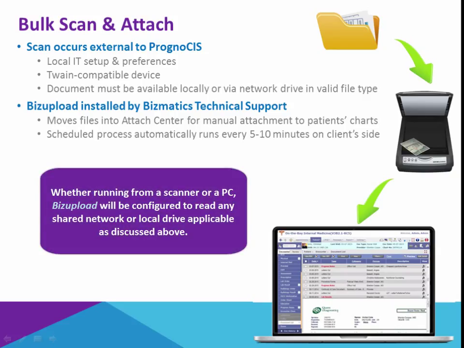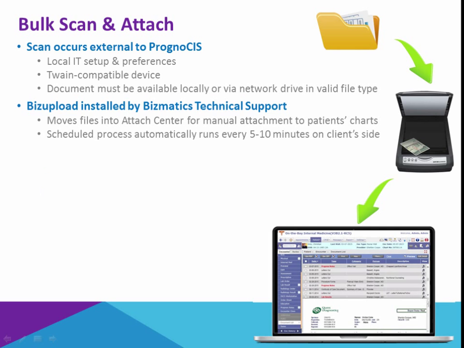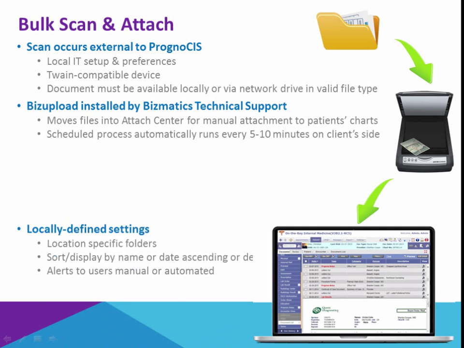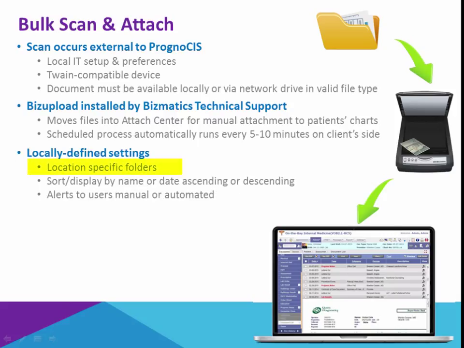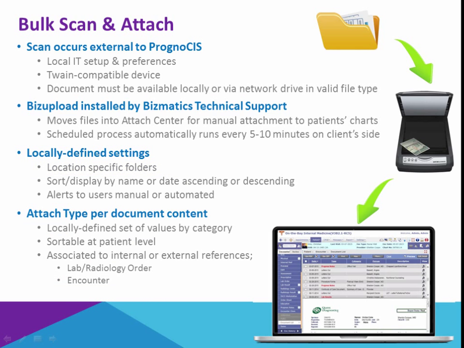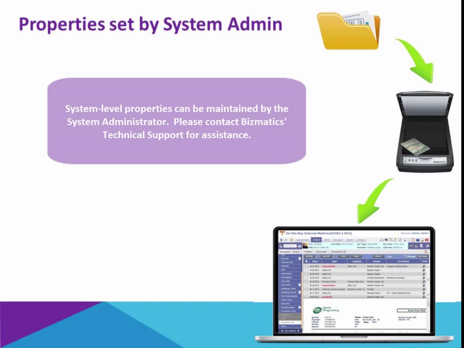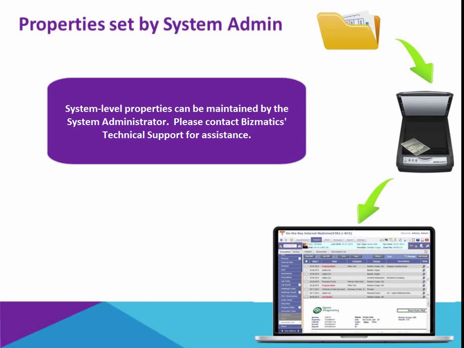Once installed, BizUpload can be configured to read the scans from the local drive or a shared network location, wherever the local scanner saves the image. In turn, all scans can be routed to a common folder in Prognosis or individual folders based on the needs of the practice and the document types. In addition to the folders where the documents are saved, there are a few other properties that manage the behavior of the attached center that need to be set by the system administrator.